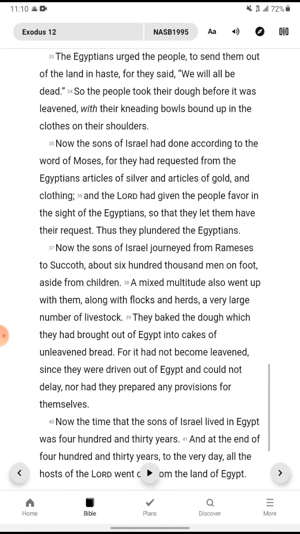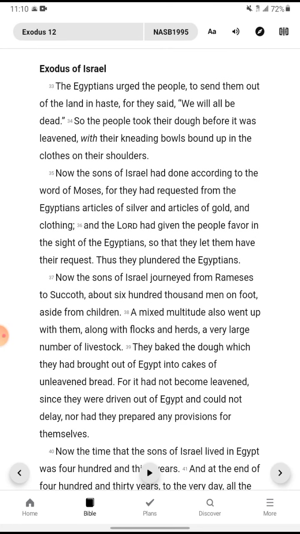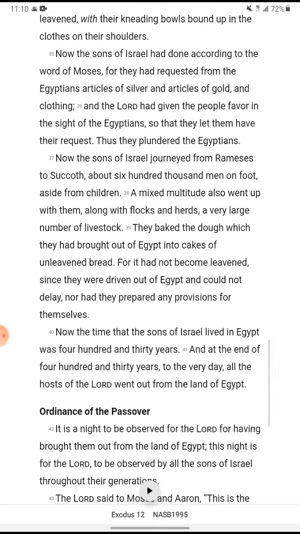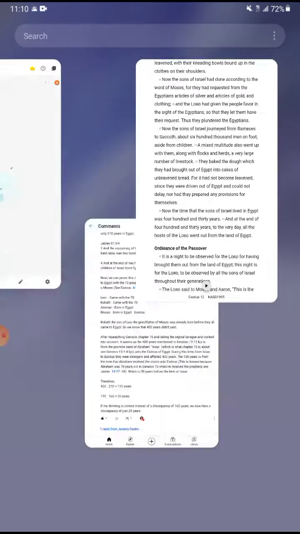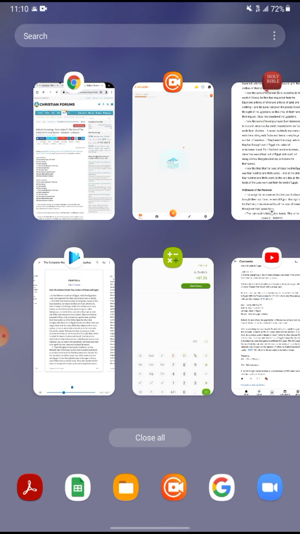Here in chapter 12 of Exodus, verses 40 to 41, we read, "Now the time that the sons of Israel lived in Egypt was 430 years, and at the end of 430 years, to the very day, all the hosts of the Lord went out from the land of Egypt." So right there, it says 430, but yet when we add up the numbers, as I will show you guys here.